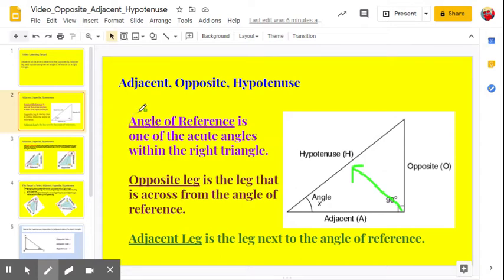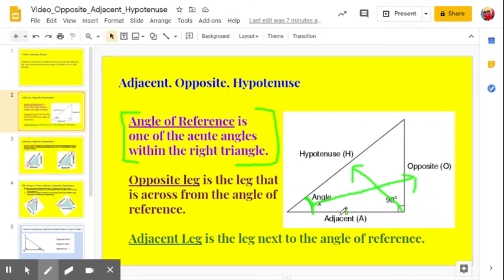Next, we have what's called the angle of reference we're going to be using. This angle of reference is going to be one of the two acute angles. In this example, we're using this angle X as our angle of reference. Why that's important is we have two legs. One of the legs is going to be called the opposite leg, and the other leg is going to be called the adjacent leg. When I use this angle X as my angle of reference, the opposite leg is a leg that is across from that angle. So you can see from this angle of reference, I go across. That is the opposite leg.